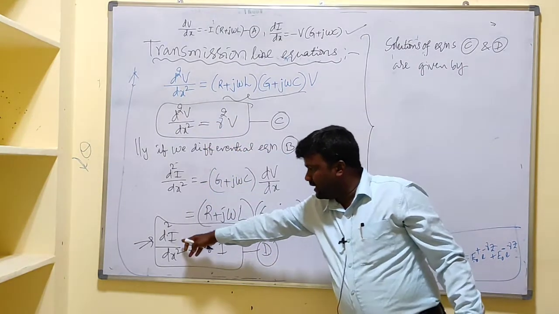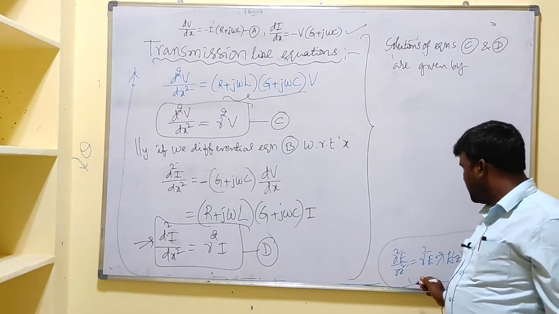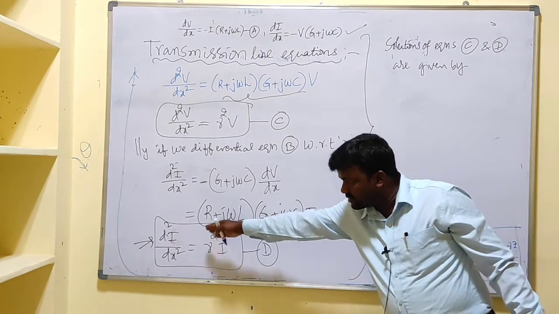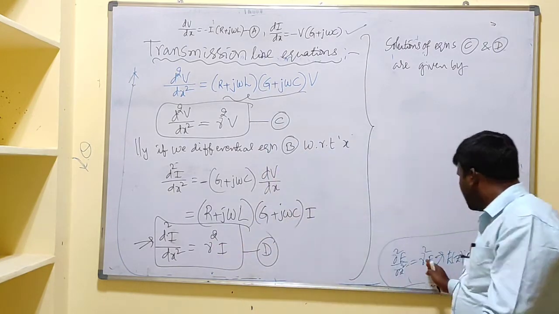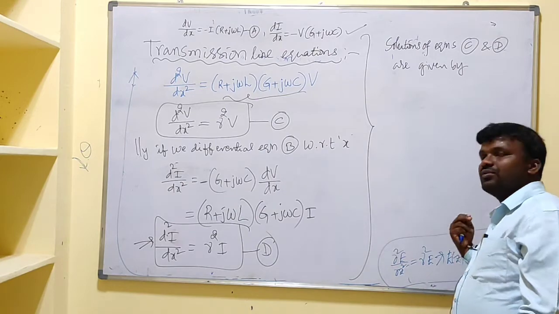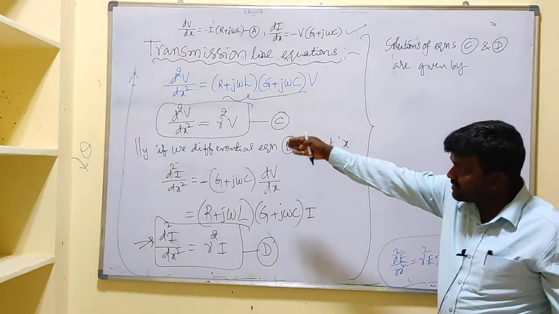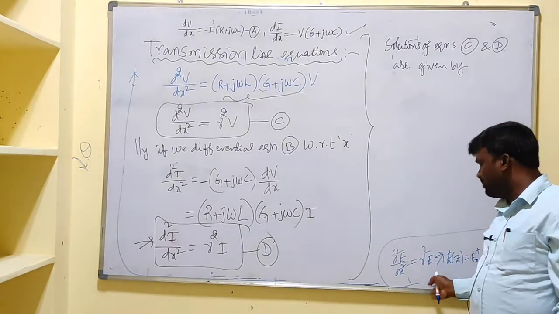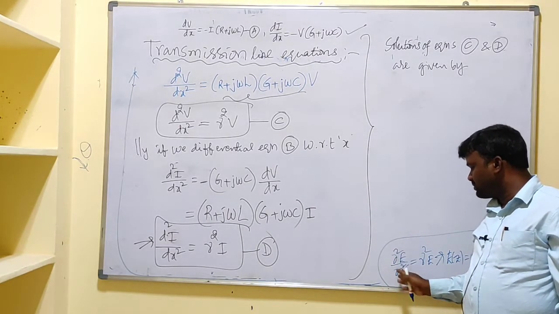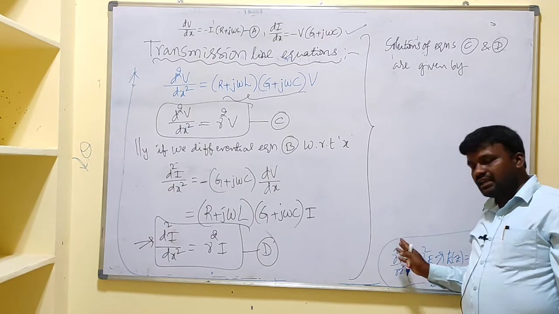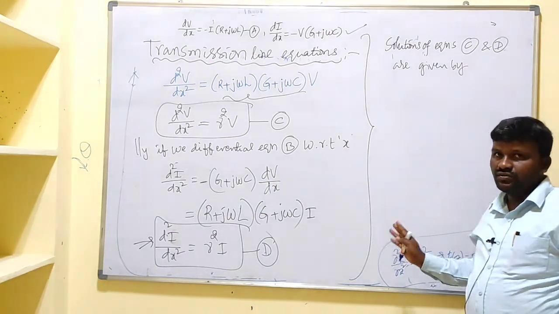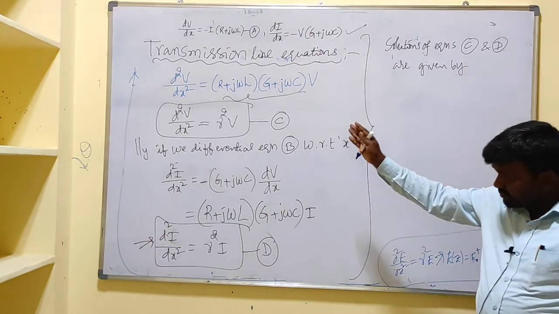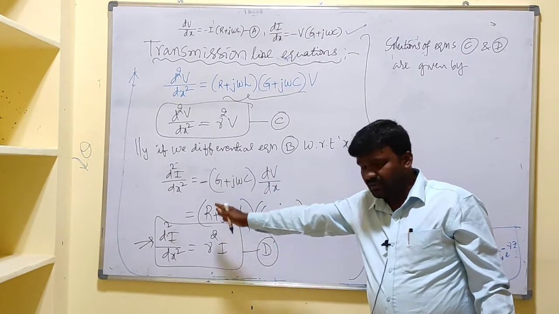V. And instead of H, we can write ∂²H/∂z². These are nothing but what? Those equations are similar to wave equations only. Of course, those equations are in terms of voltage and current, whereas wave equations are in terms of E and H.